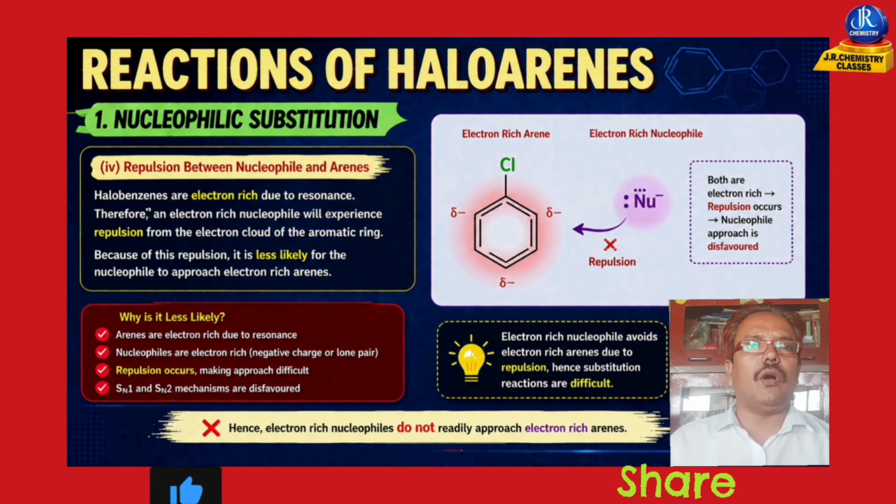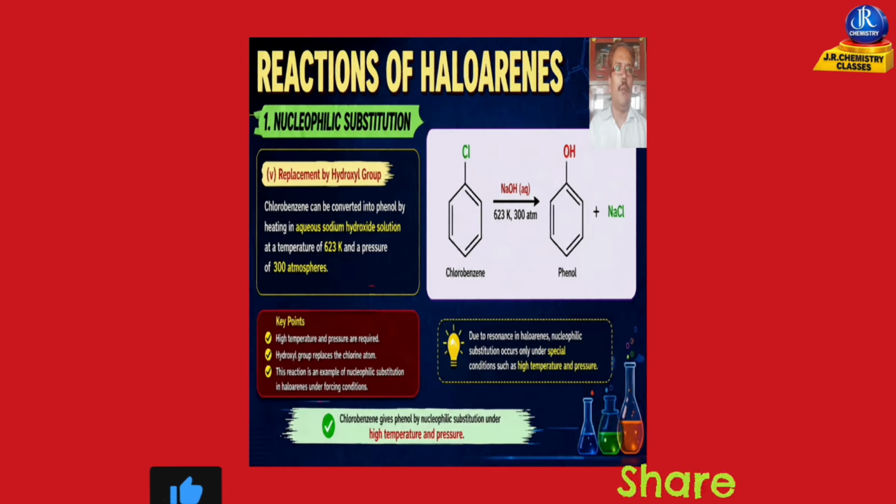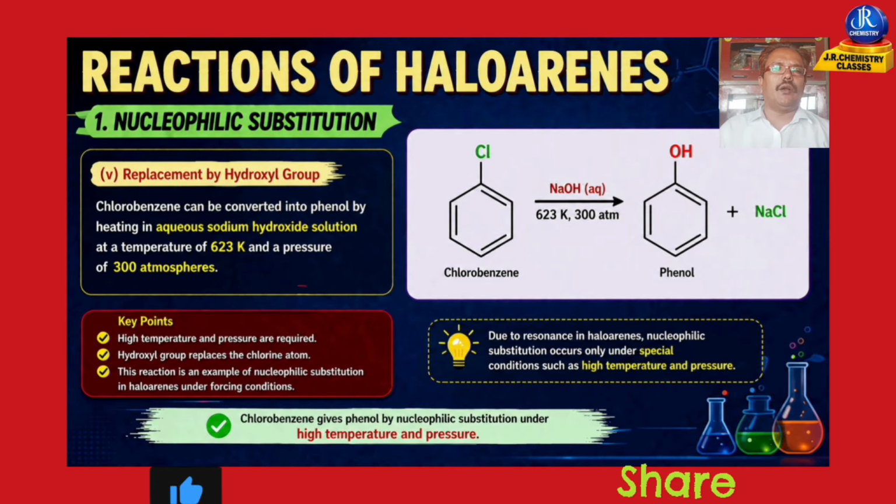Number four is because of the possible repulsion. It is less likely for the electron-rich nucleophile to approach electron-rich arenes. Replacement by hydroxyl group: chlorobenzene can be converted into phenol by heating in aqueous sodium hydroxide solution at a temperature of 623 Kelvin and a pressure of 300 atmospheres.